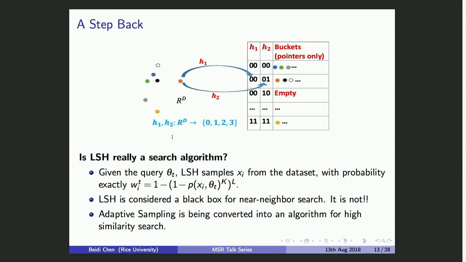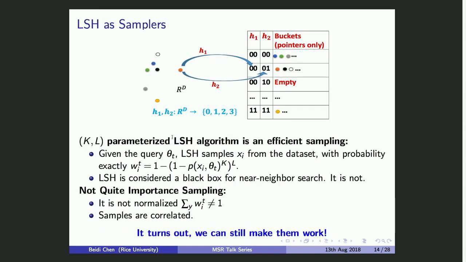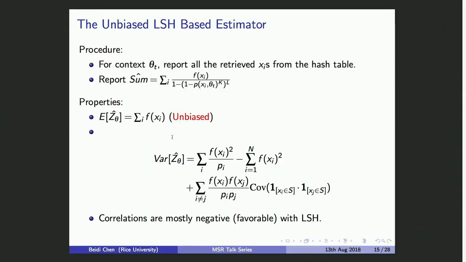But is LSH really only a search algorithm? We think it's not. Because what LSH is basically doing is, given a query, you have some probability when you query something out, and that probability you can estimate. And you are basically doing an adaptive sampling process. You are sampling the points that are close to your query. Of course, all the probabilities don't sum to 1, and the samples are correlated. But that's fine. We can make it work.